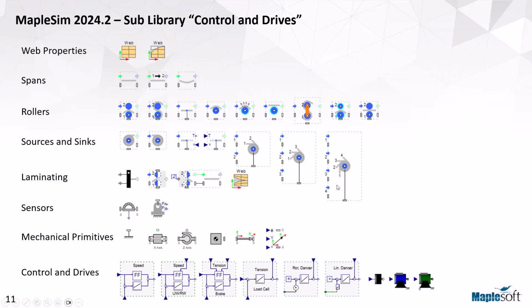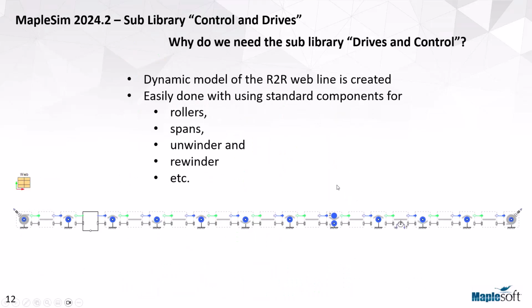So what was the reason why we decided to develop such a sub-library? Why do we need these components? As you know, it's very easy to create a model of a R2R web line in MapleSim. You can create a dynamic model with rollers, with bands, with unwinders and winders, dancer systems, rotational dancer, linear dancer, and so on. That's very easy to do.